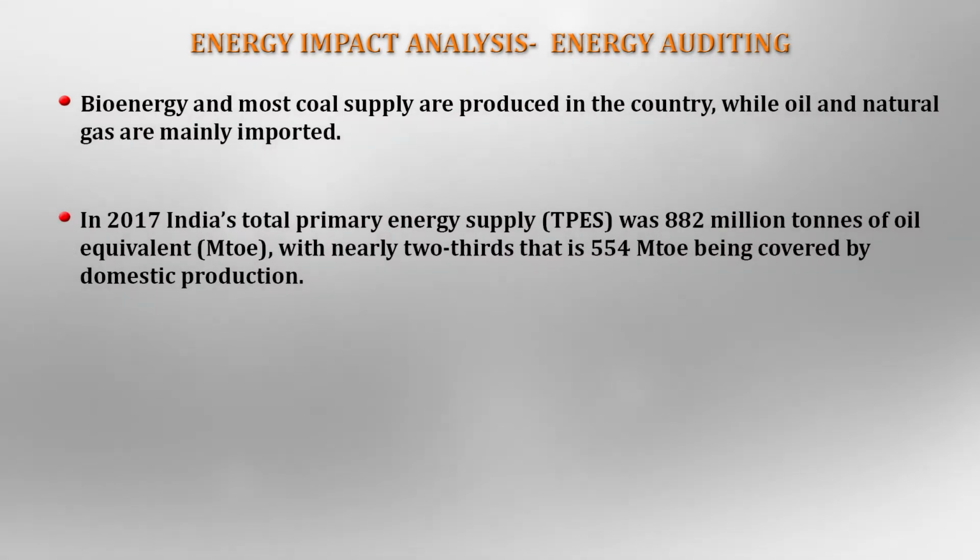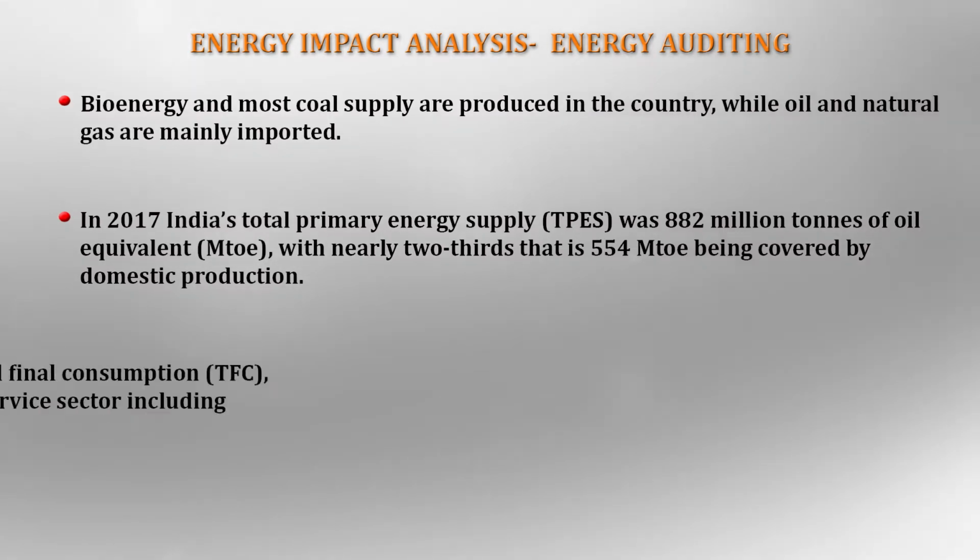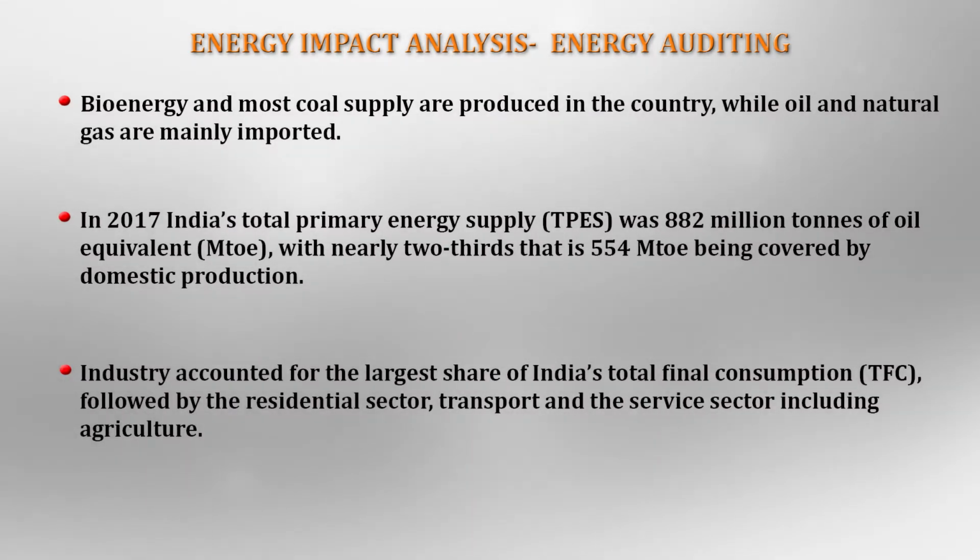If we see in 2017, India's total primary energy supply, that is TPES, was 882 million tons of oil equivalent, MTOE, with nearly two-thirds, that is 554 MTOE, being covered by domestic production. Industry accounted for the largest share of India's total final consumption, TFC, followed by the residential sector, transport and the service sector including agriculture.